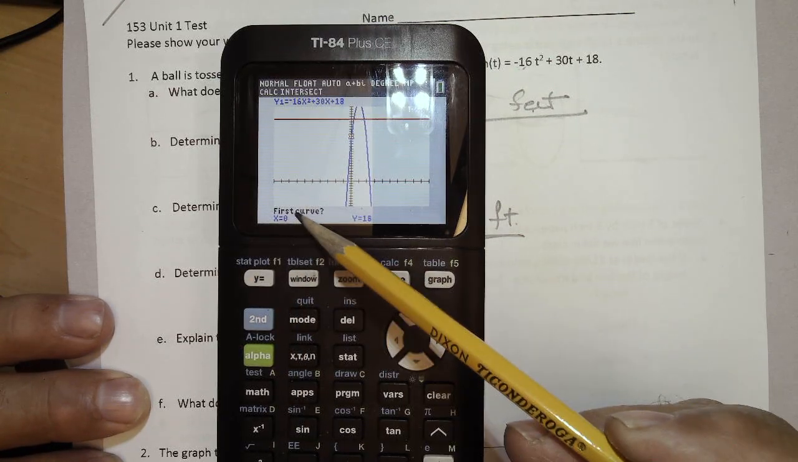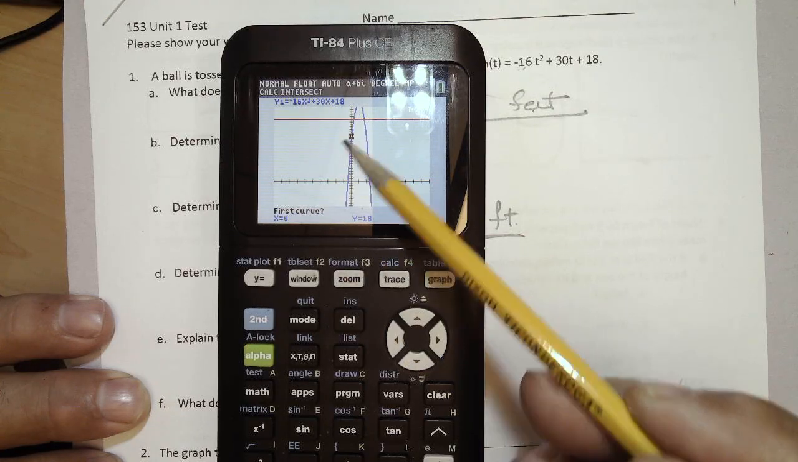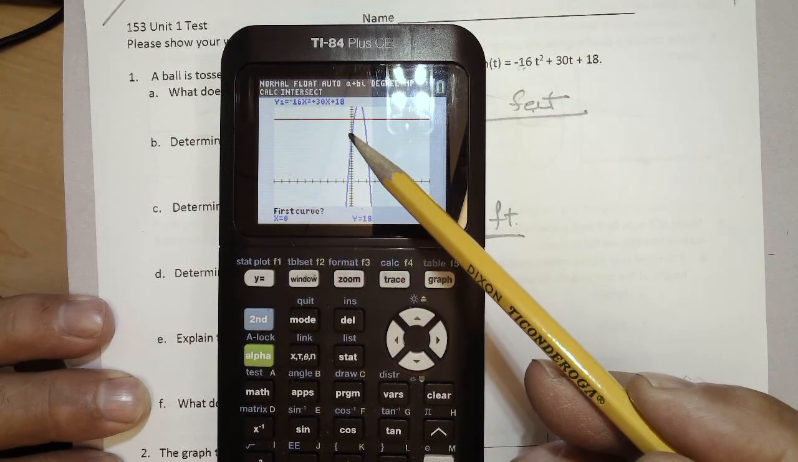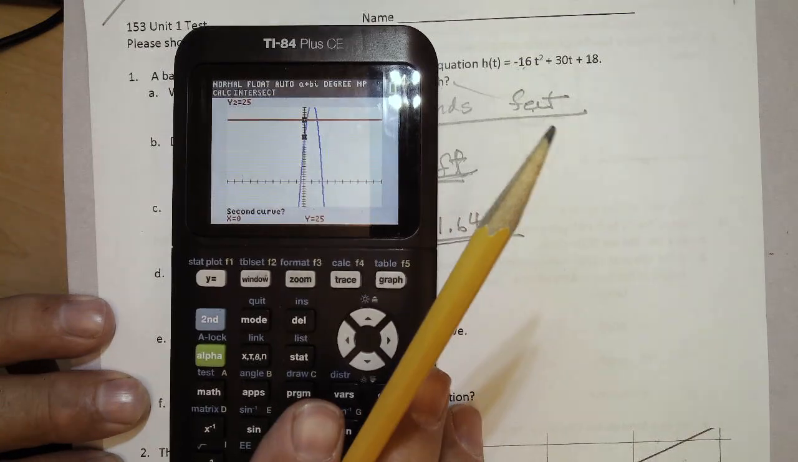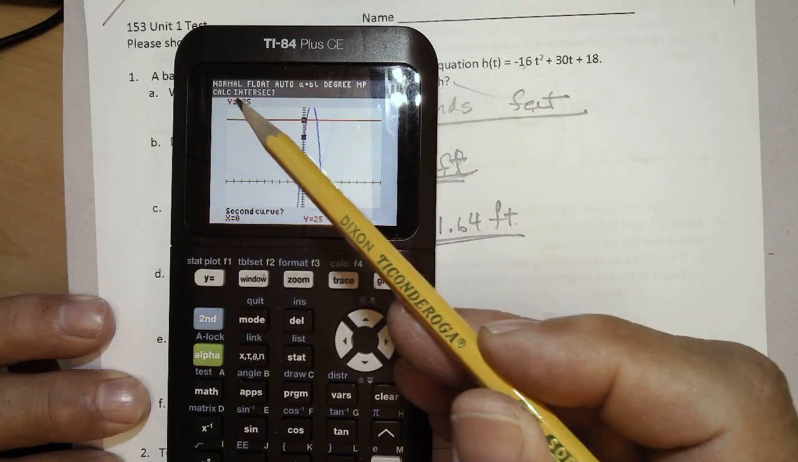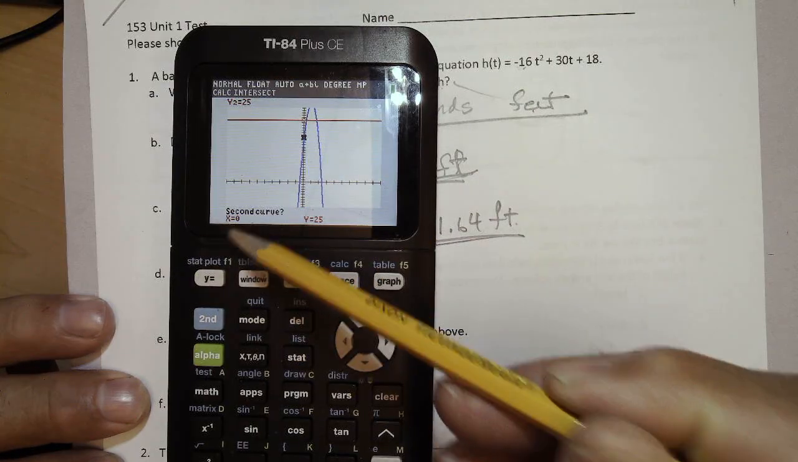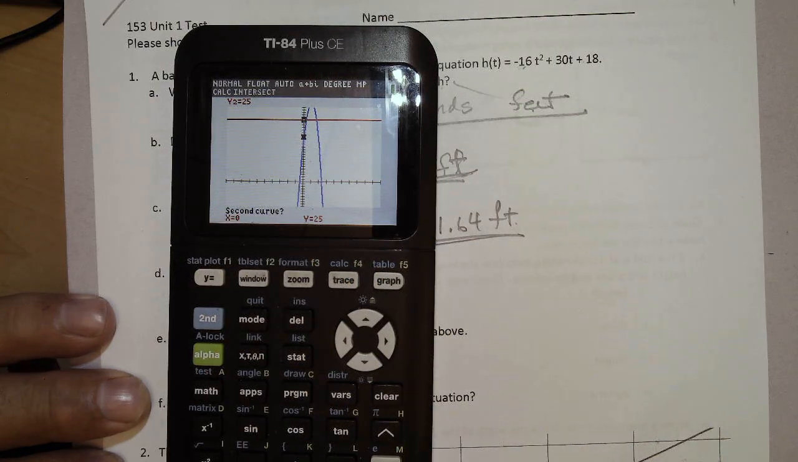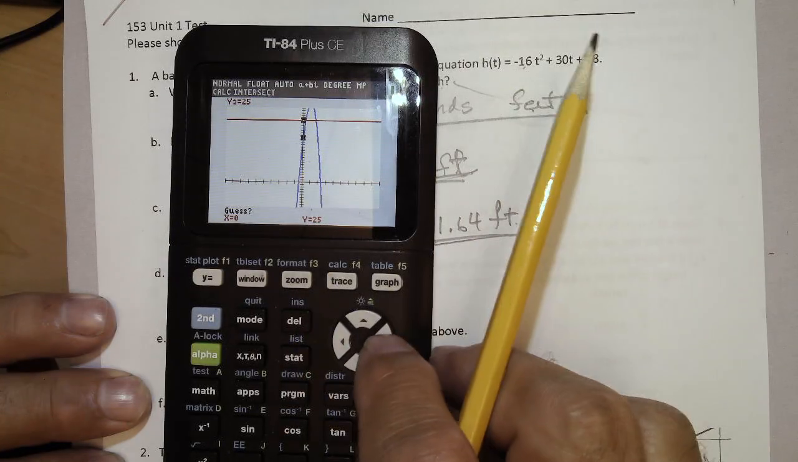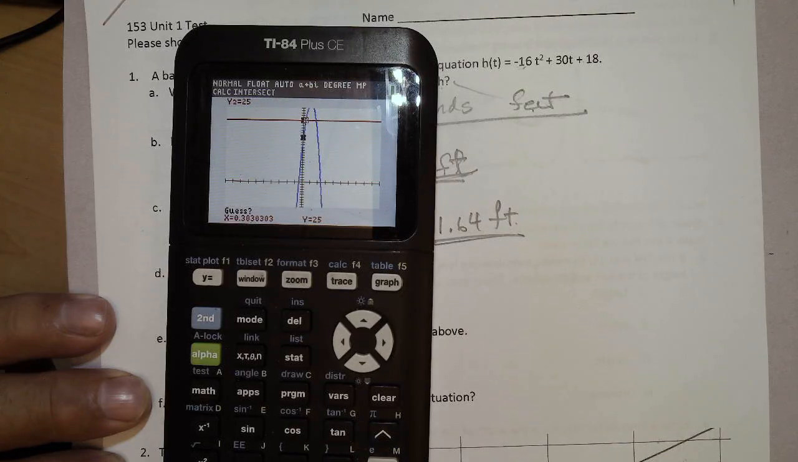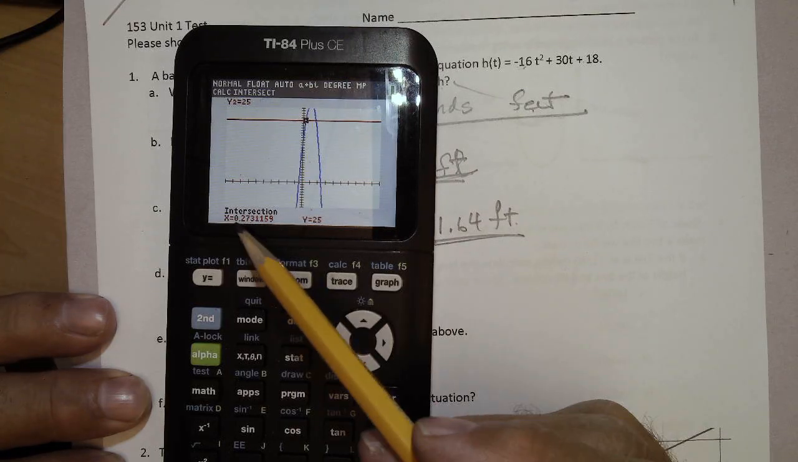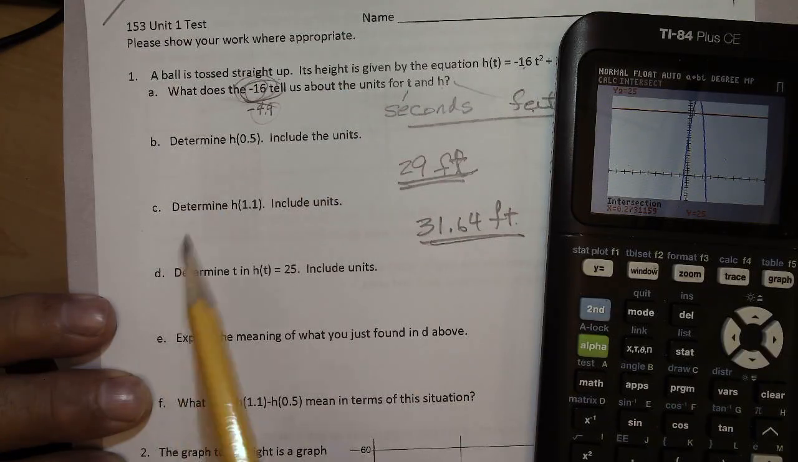It'll ask me, is this one of your curves? Is this the first curve, this blue one? I'll press enter to say yes. Then it jumps to the red graph. I can know it's on the red because it's in red. Is that the second graph that we're looking for an intersection with? I press enter for yes. Then it says, give me a guess. I'll put my cursor close to where it is and then press enter, and it says 0.27 seconds.